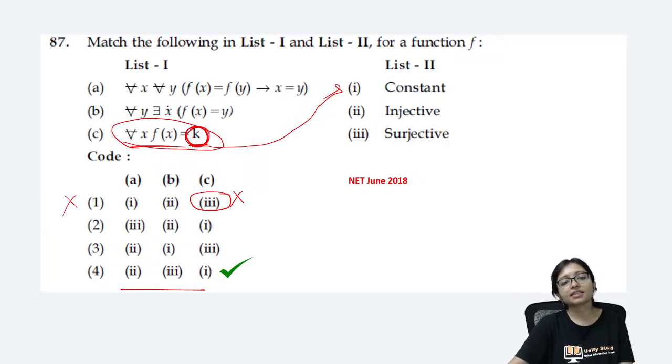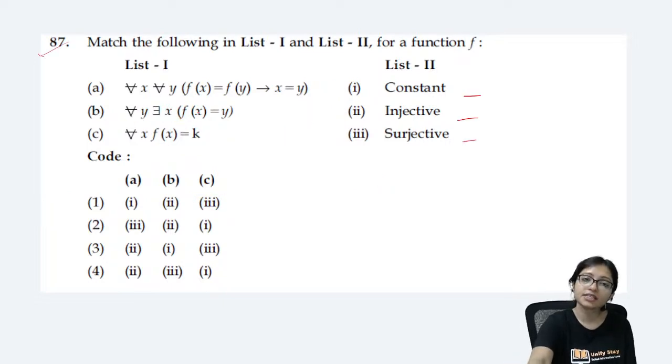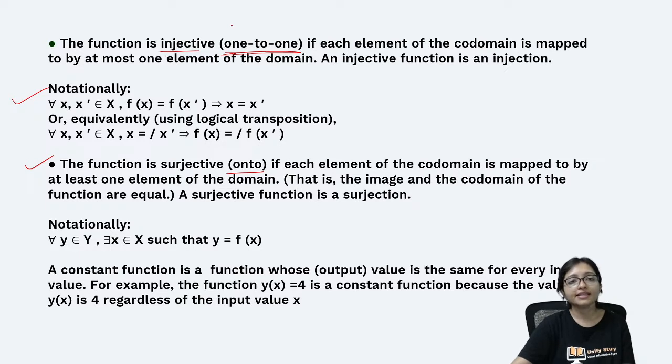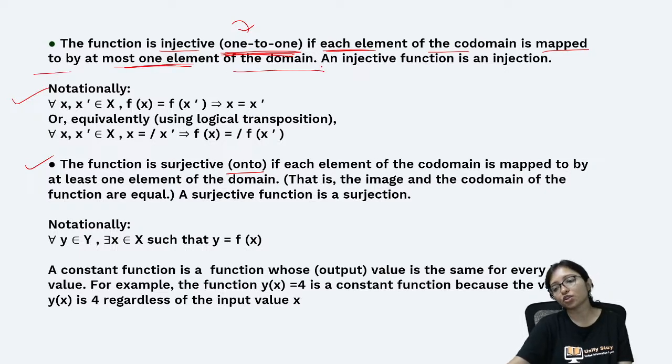And now you can see what is injective, what is surjective. Injective means, as I just told you, 1 to 1. If each element of the codomain is mapped by at most one element of the domain, that is called injective, meaning 1 to 1. Surjective means each element of the codomain is mapped by at least one element of the domain, then we can say that is surjective, that is onto.